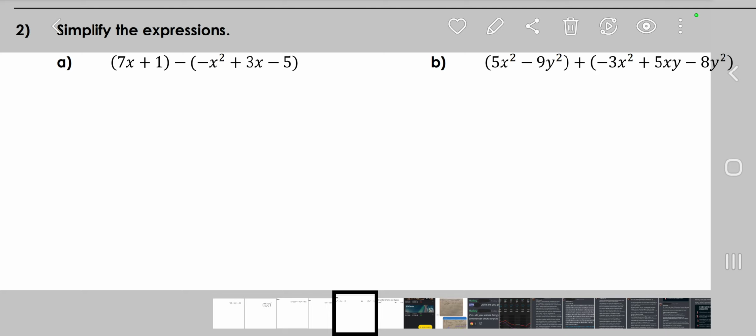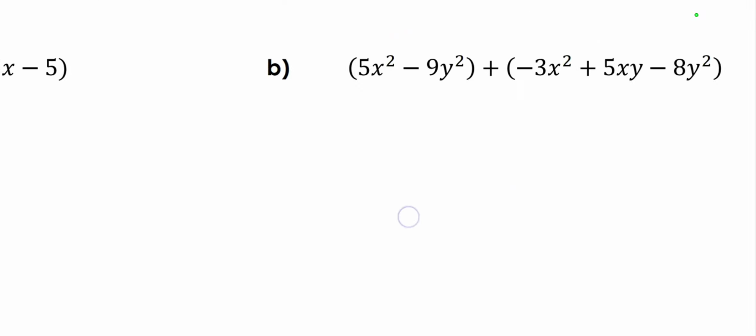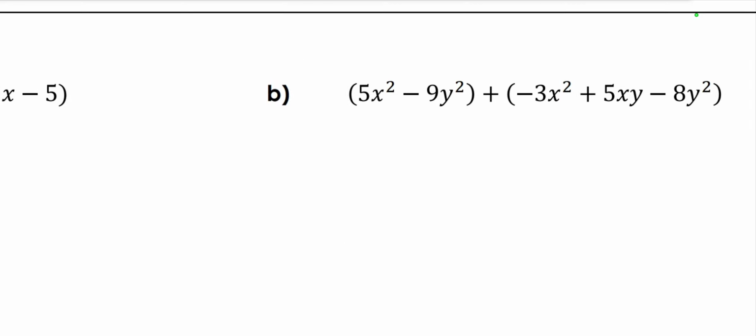Simplifying expressions. This was all about, am I going to add or multiply or divide or subtract? Well, we didn't do divide. I'm actually going to start with B because it's addition. See, there's nothing here to distribute, including no negative signs.